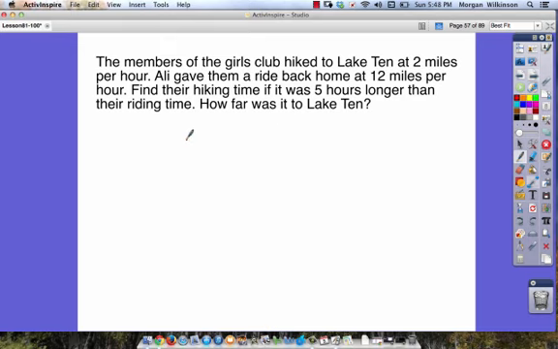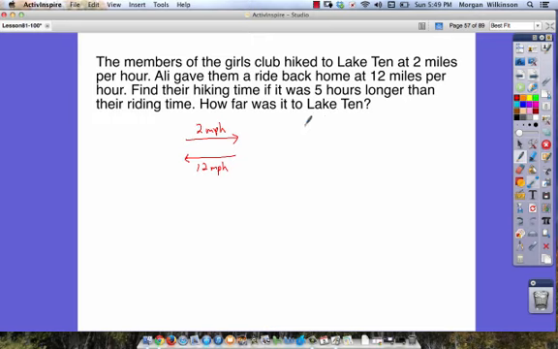The members of the girls' club hiked to Lake 10 at 2 miles per hour. So if they're hiking, it's going to take them longer than it will driving. And it said they got a ride back home at 12 miles per hour. So they went back home at 12 miles per hour. So you can see they go one distance and then they go back. But overall, it's the same distance that they've traveled. It's just the first time is to the lake and the second time is back home.